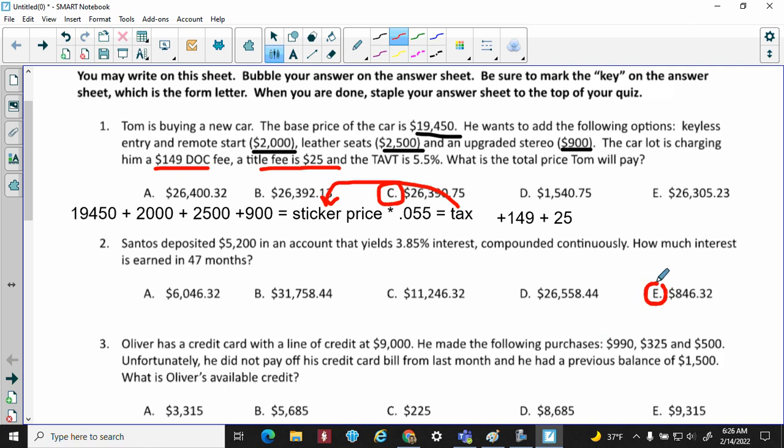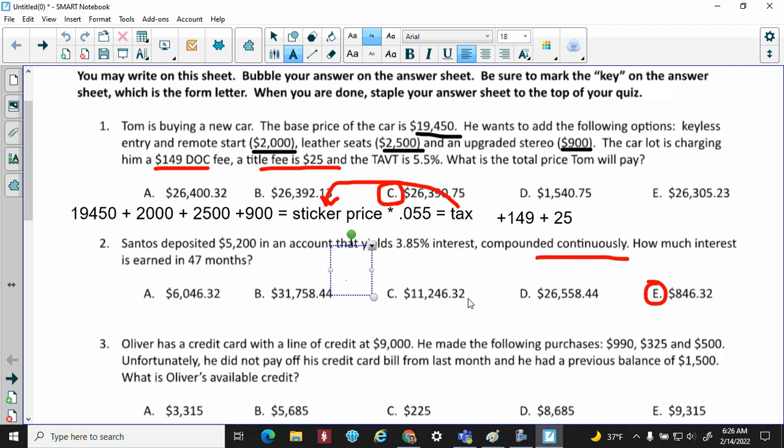It says Sam deposited $5,200 in an account that yields interest compounded continuously. So this is the formula, B equals PE to the RT. Remember, E is that function in the calculator. So let's go ahead and do the math.